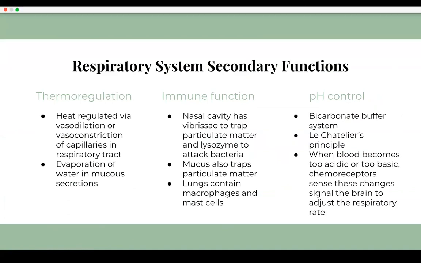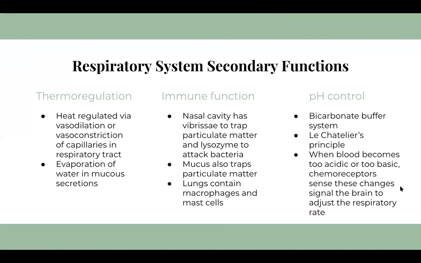And a couple of other secondary functions of the respiratory system that you need to know at a surface level. One is thermoregulation, so controlling body temperature. This is done by circulatory system blood vessels, but looking at the capillaries in the respiratory tract, dilating or constricting them would cause a change in temperature. Your respiratory system also creates mucus secretions, so evaporating water through those secretions is also a way of controlling temperature.